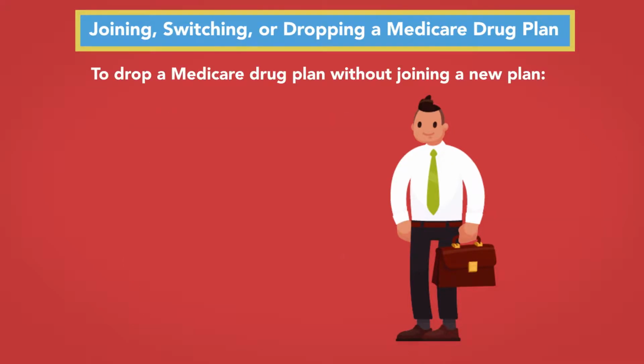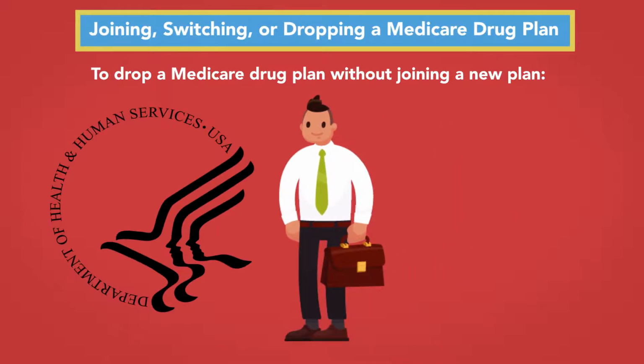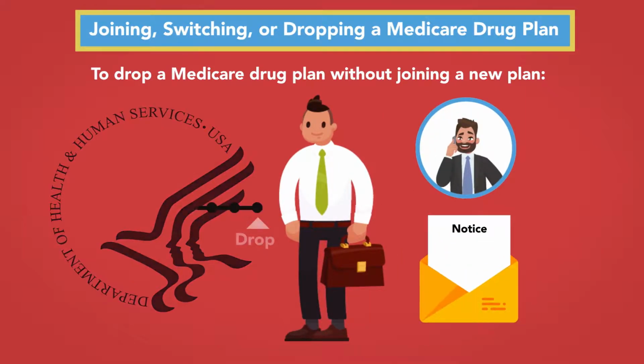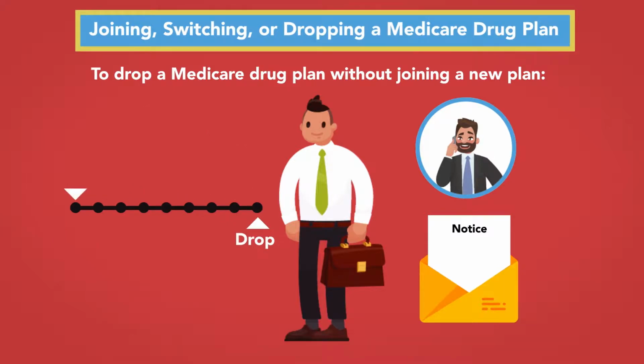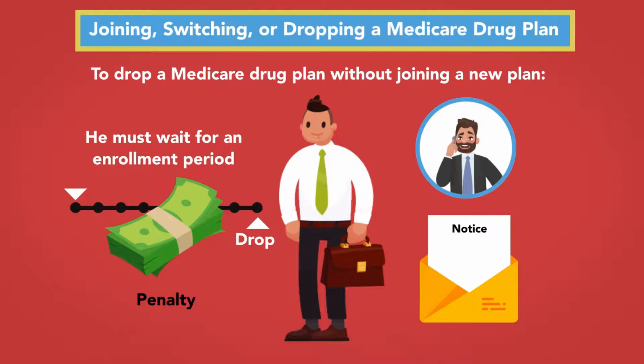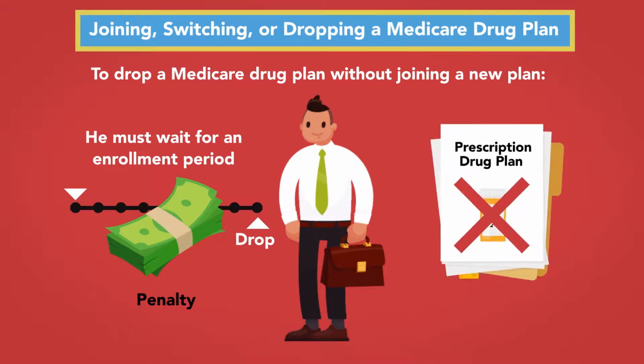To drop a Medicare drug plan without joining a new plan, the participant must notify the Medicare office by phone or mail. If he drops a plan and chooses to join a new plan later, he must wait for an enrollment period. A late enrollment penalty may be assessed if he doesn't have prescription drug coverage.